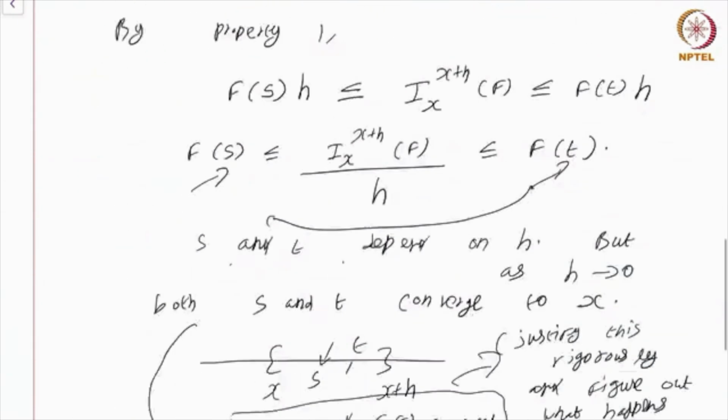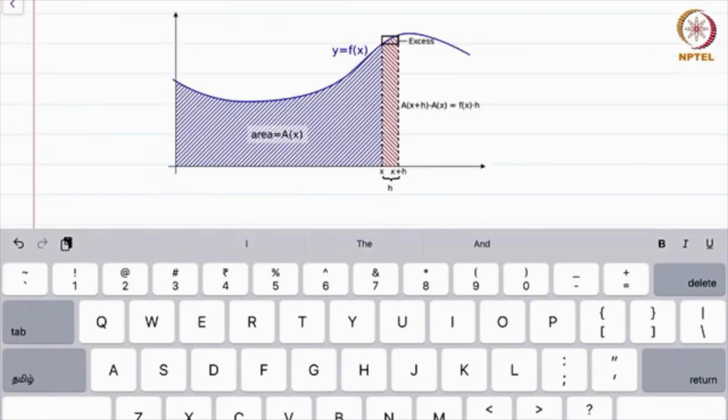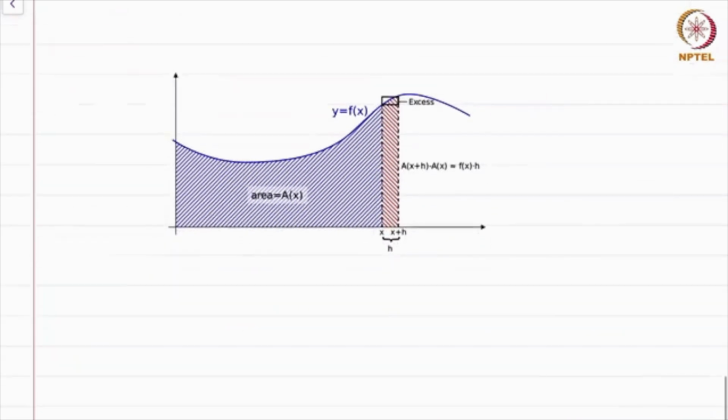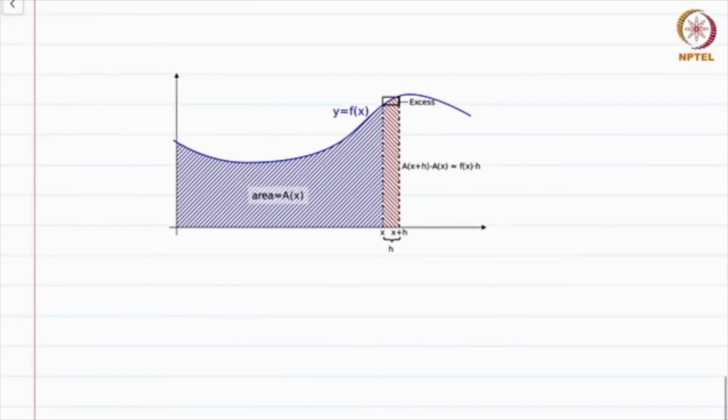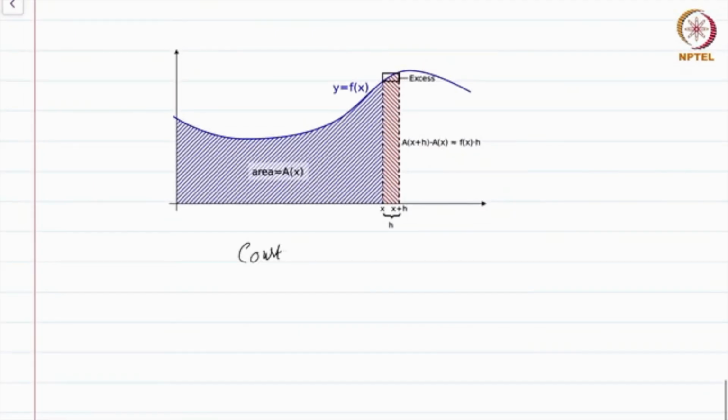Okay. Now let's try to geometrically interpret what this is trying to say. What I will do is borrow this figure from Wikipedia, courtesy Wikipedia. I'm just borrowing this figure and let's try to see what it's trying to say.